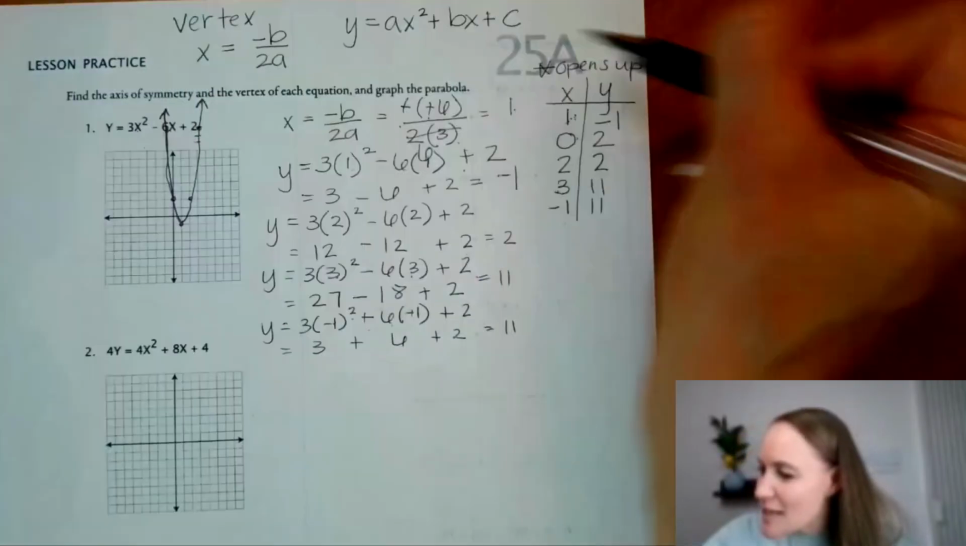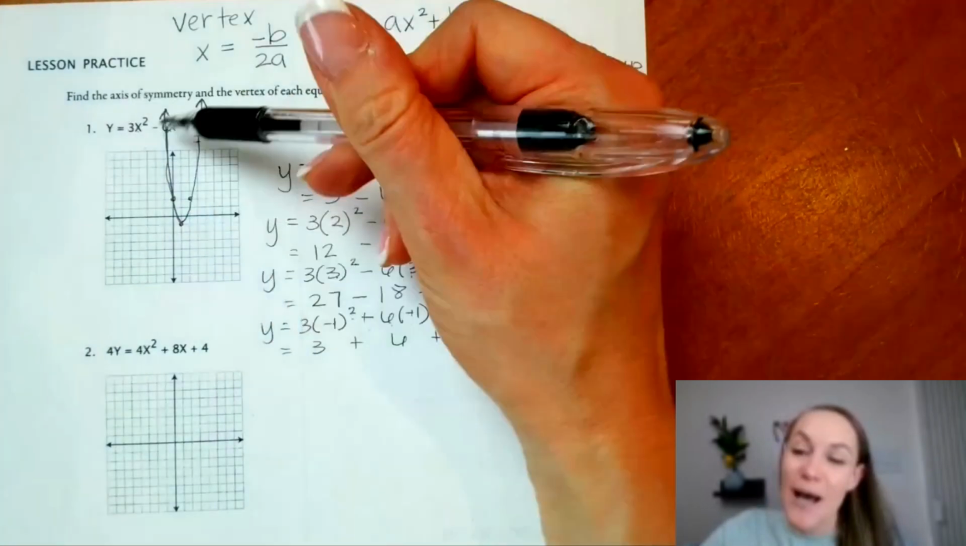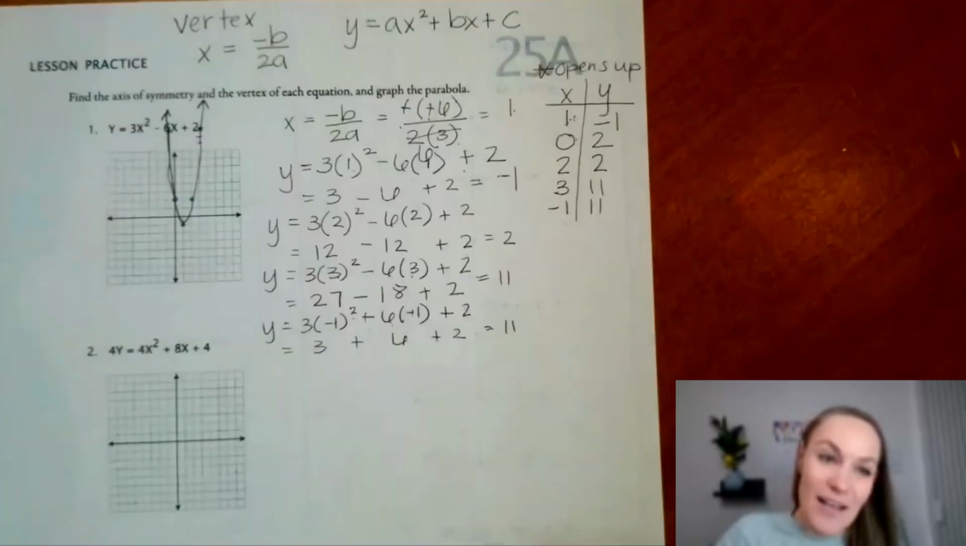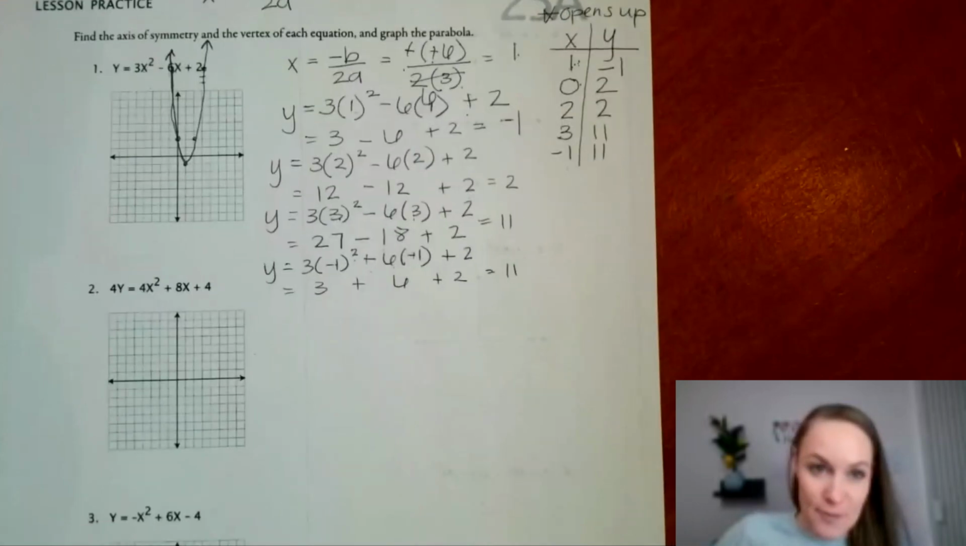So good. I double check. Yes, I have a positive value on the x squared and it's opening up. So I can really tell how this equation is going to be graphed.